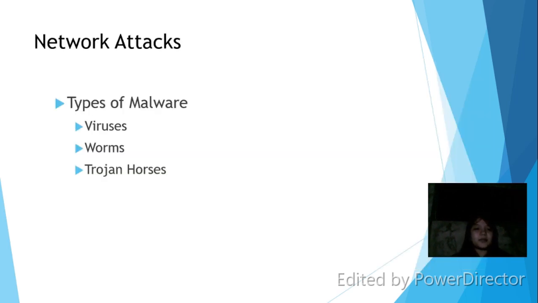Network attacks. Types of malware. Here we have three different types of malware. First, viruses, which are very common. We usually get these from a flash drive. If we put a flash drive that has a virus into our PC, some data will be lost. Then worms and the Trojan horse. The Trojan horse is software that pretends to be a good software, but it is malware.